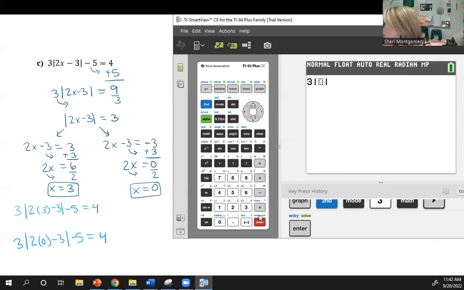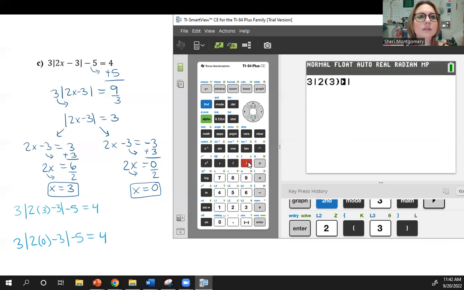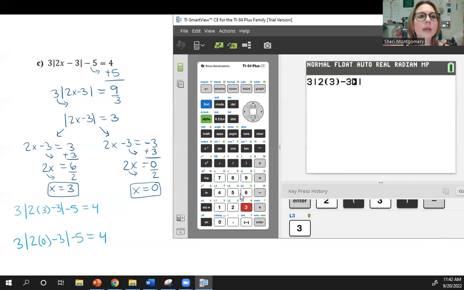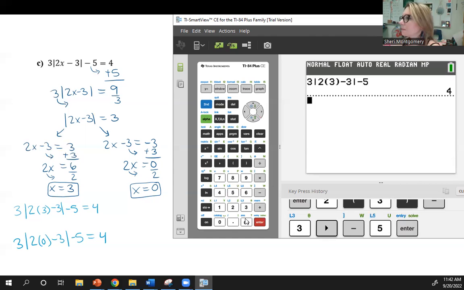Wow, now I have absolute value bars. And so then I'm going to type in the stuff that I see inside using parentheses. So it's 2 and then parentheses 3 minus 3. And then to get out of the absolute value bars, I have to arrow over and then I have to do minus 5. Did it equal 4? Yay, it equals 4.